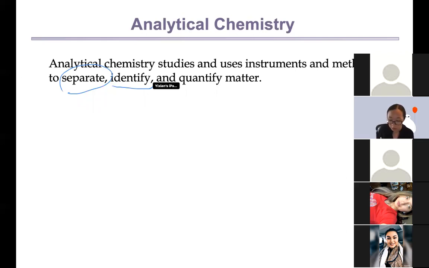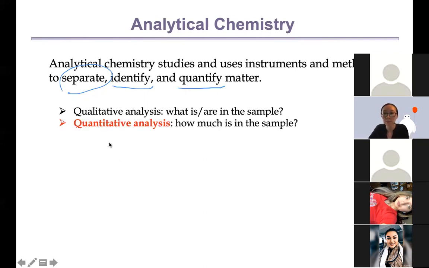And after separation, you have two activities to do. One is identify, which is basically what it is. And the other one is quantify, like how much is it and how many are there. So we can basically divide the analysis into two different categories. One is qualitative analysis, which means what is or are in the sample, and quantitative analysis, which is how much is in the sample, how much of the unknown is in, how much of the analyte is in the sample. And this is also the focus of this class.